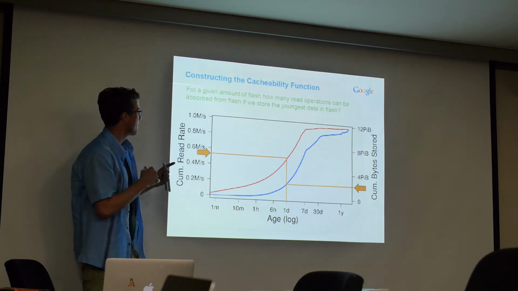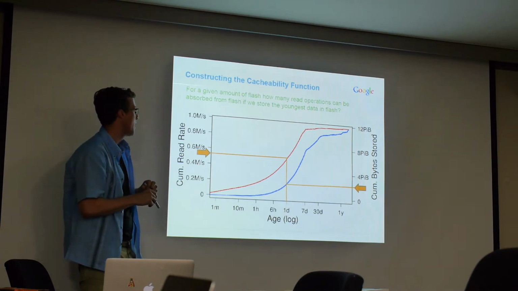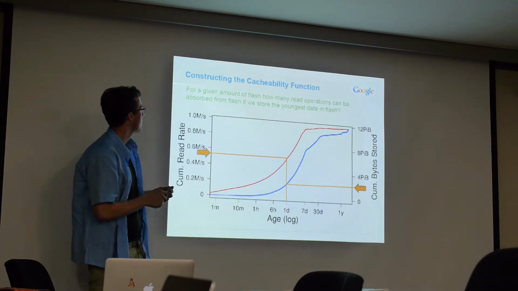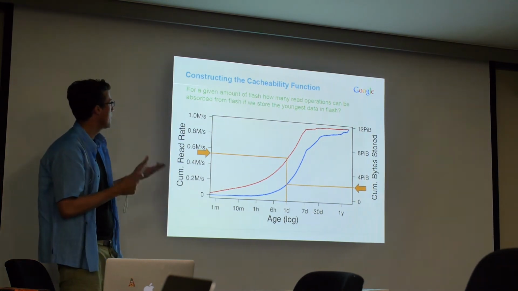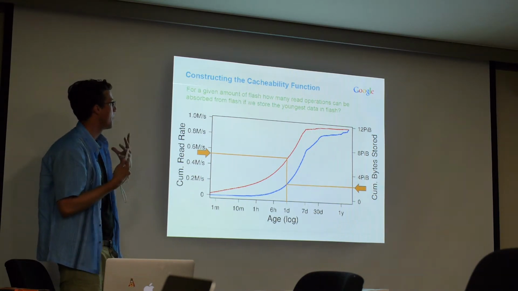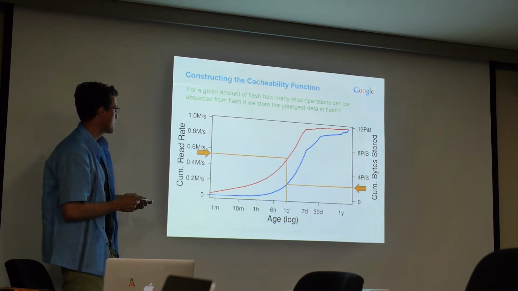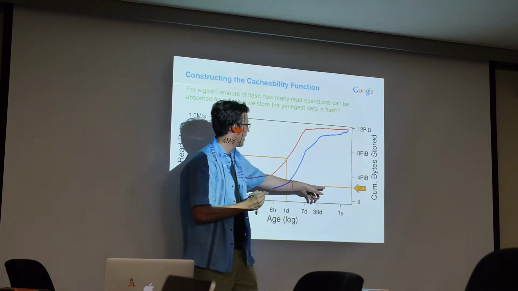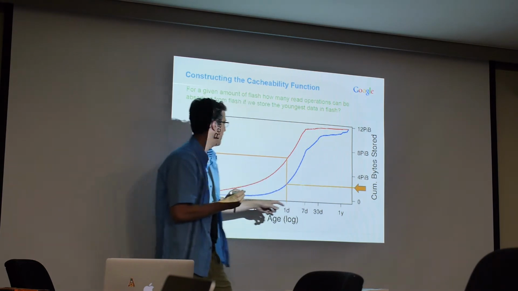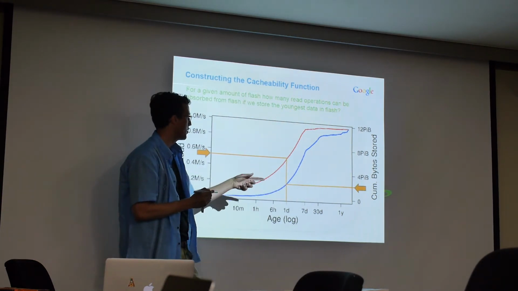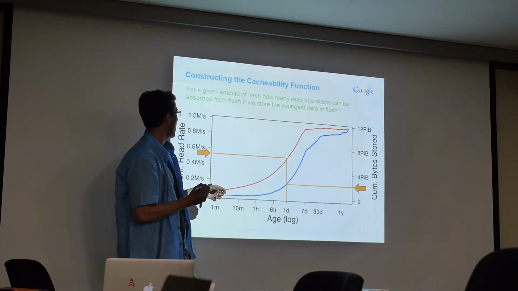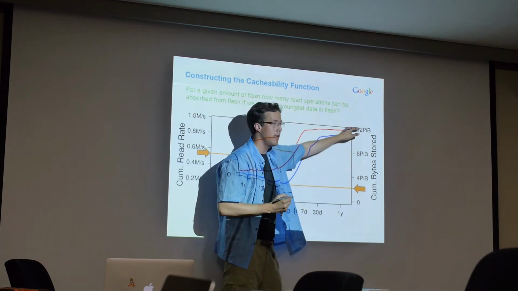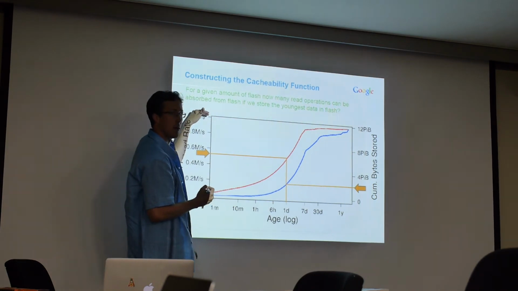The cacheability functions that we described are a way of composing these 2 CDFs to tell you, for a given amount of flash, how many read operations can be absorbed if we store the youngest data in flash. So if you pick 1 day, all of the data that's less than 1 day old is about 2 petabytes of data, but it's almost half of all the I/O operations. So it's a small fraction of the total data, but it's half of the total I/O load.